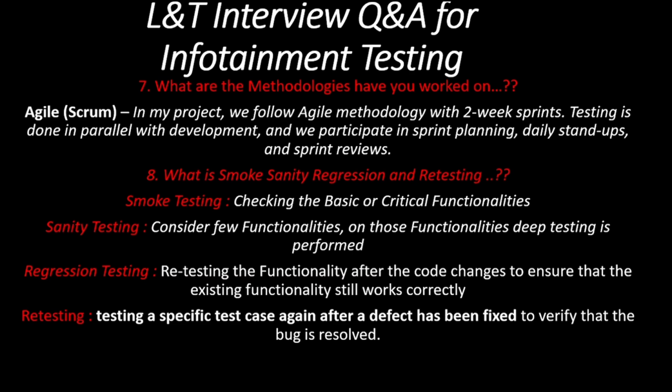What is smoke testing, sanity testing, regression testing, and retesting? Smoke testing: checking the basic or critical functionality is called smoke testing. Sanity testing: consider a few functionalities, and on those functionalities, deep testing will be performed. Regression testing: retesting the functionality after code changes to ensure that the existing functionality still works correctly. Retesting: testing specific test cases again after a defect has been fixed to verify that the bug is resolved.